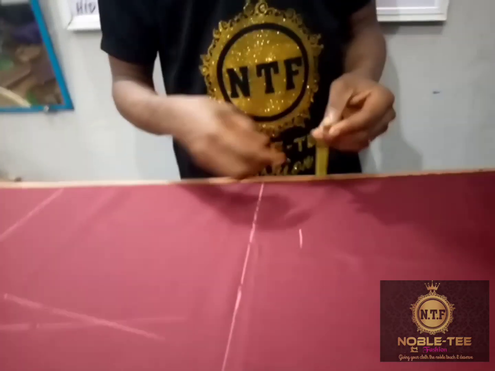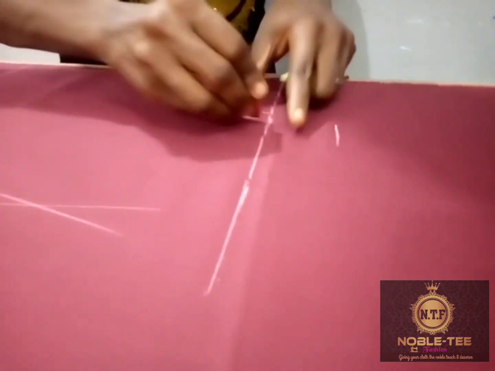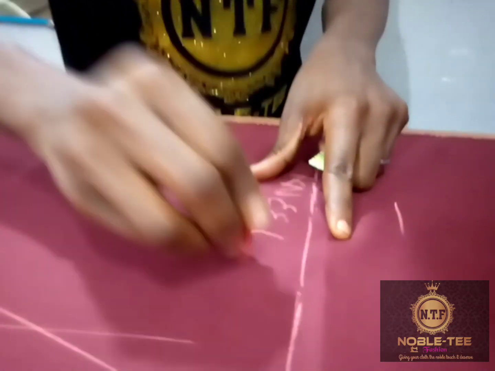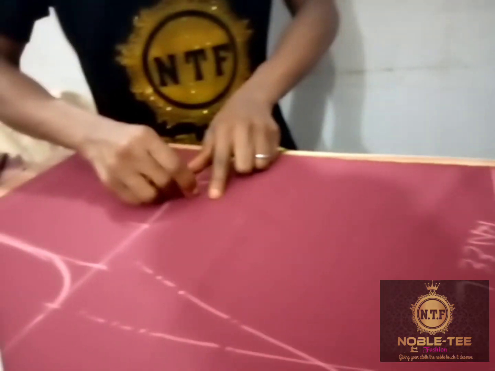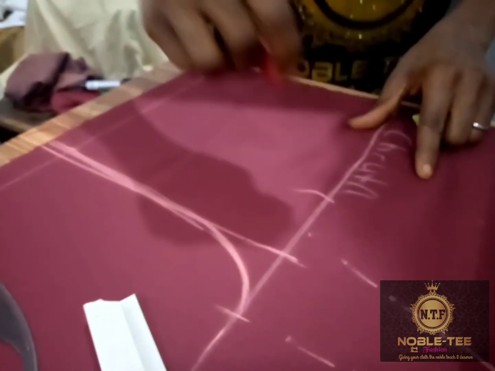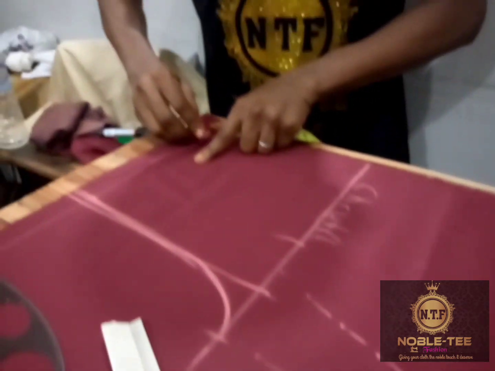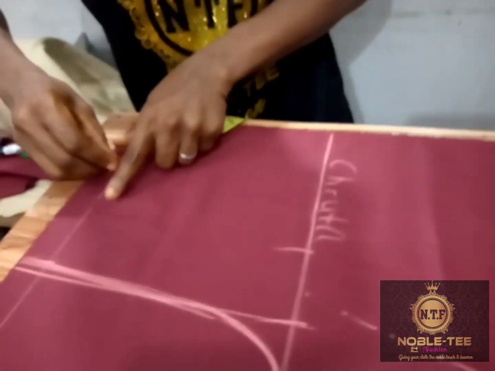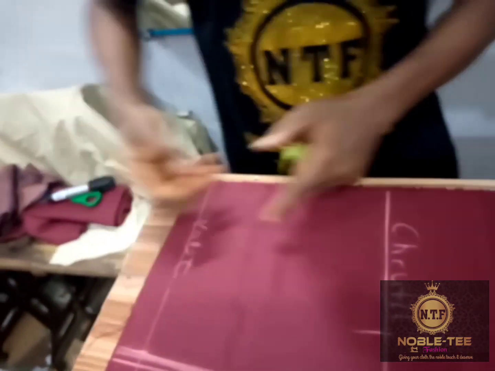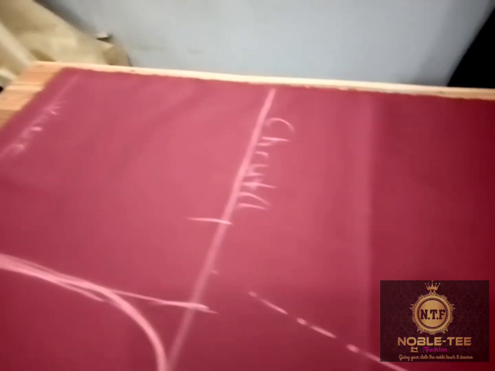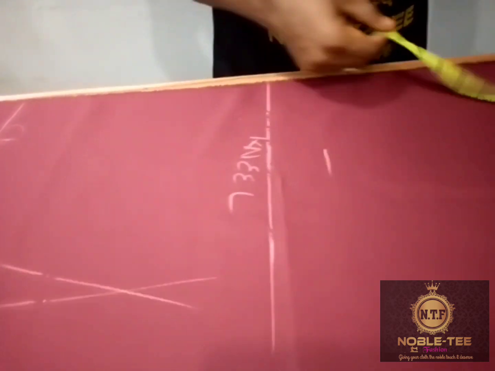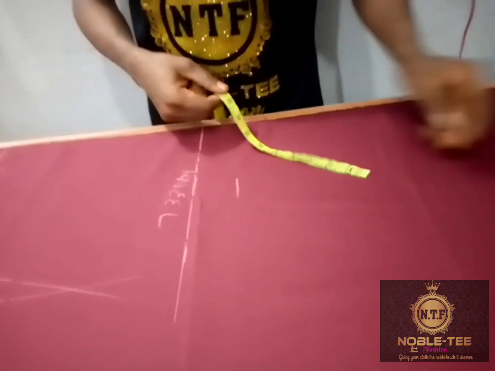So the next thing now, this is the nail. This is the ankle line. Now this is the crotch line. This is the waistline. Now, so you can see. So now let's apply our hemline or ankle.